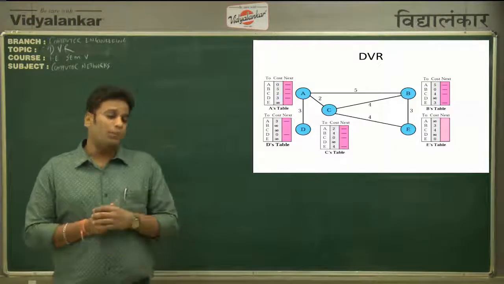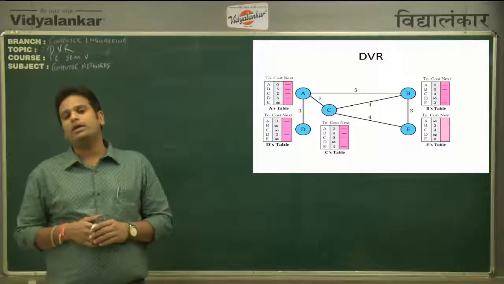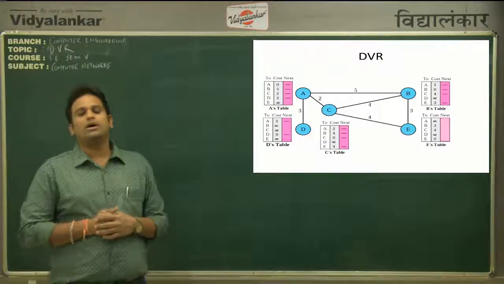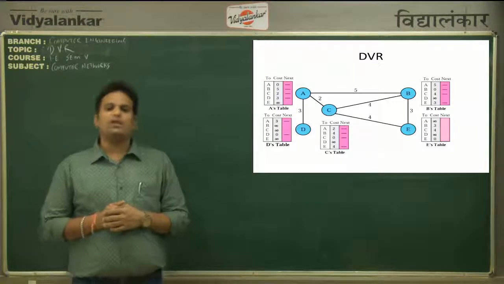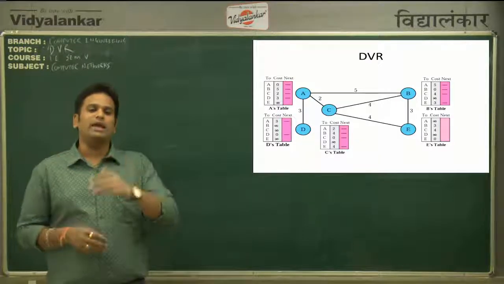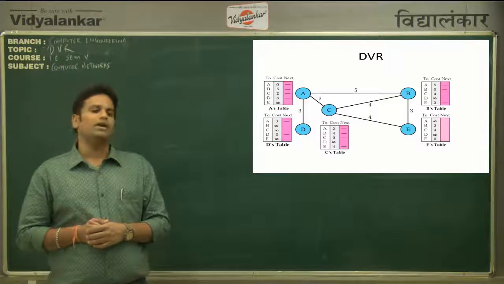0, but obviously. But since there is no direct connection from A to E, if you see, the cost would be set to infinity. Similarly, you check the routing table of E, it would have entry for B, it would have entry for C, it would have entry for E. But for A and D, which it is not directly connected, it would set the cost factor to infinity.